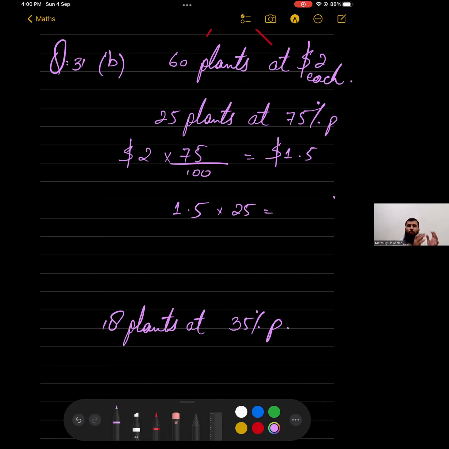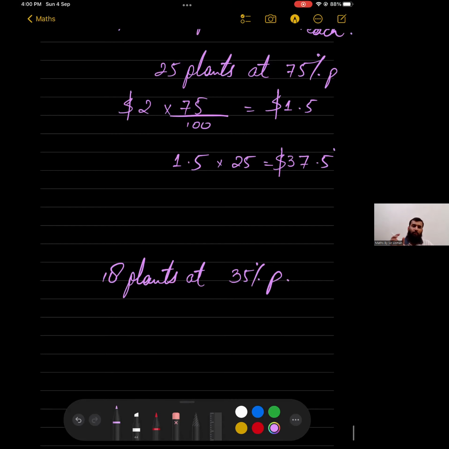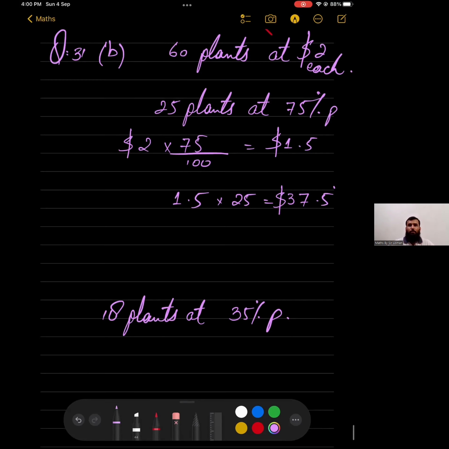तो हम क्या करेंगे, हम प्रॉफिट को मल्टीप्लाई कर देंगे नंबर ऑफ प्लांट्स के साथ. एक प्लांट का प्रॉफिट आ गया है मेरे पास, 25 का प्रॉफिट मुझे निकालना है. आई विल मल्टीप्लाई बोथ ऑफ देम and the answer is going to be $37.5. अब मेरे पास $37.5 आ गया. नहीं, आप कॉस्ट प्राइस की फॉर्म में भी कर सकते हो और आप डायरेक्टली भी कर सकते हो. आई एम डूइंग इट डायरेक्टली जस्ट टू सेव ऑन द अमाउंट ऑफ टाइम. तो मेरे पास 37.5 जो है वो प्रॉफिट आ गया है.